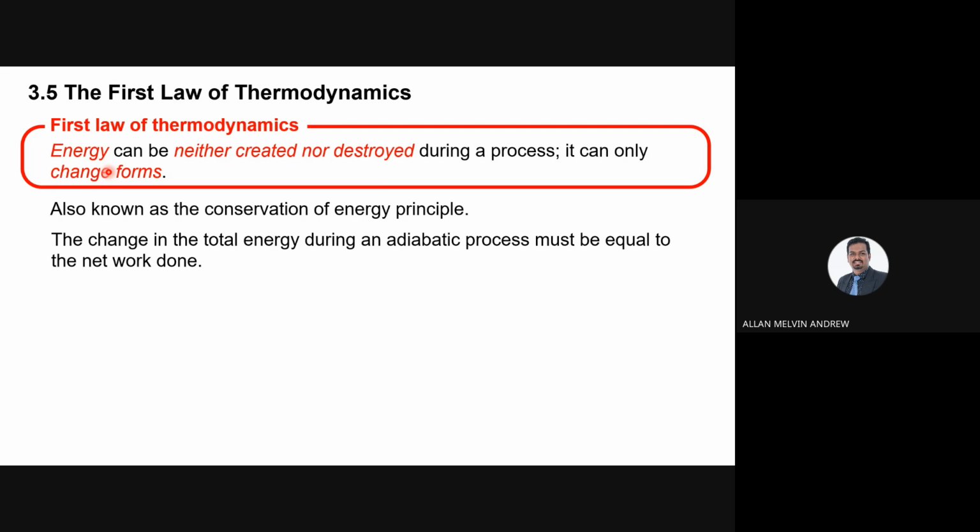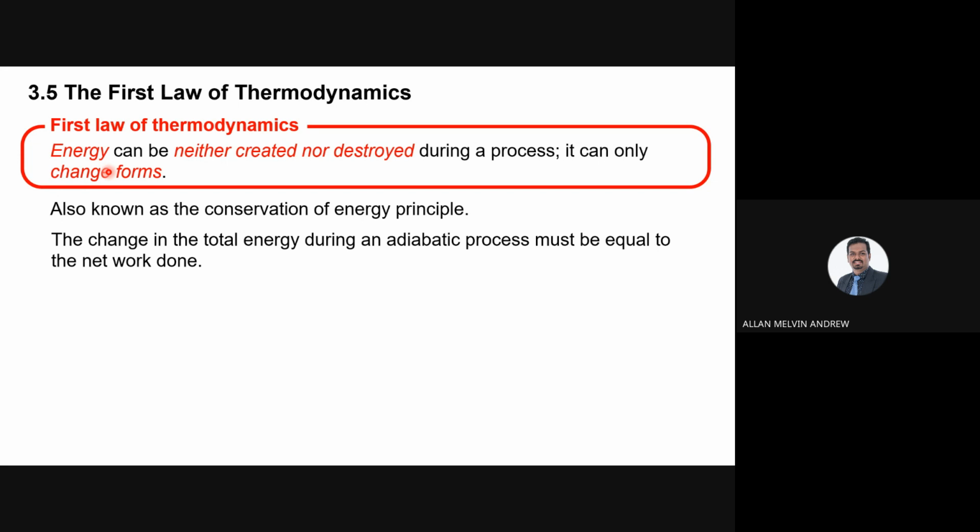So it only can change form. We have seen before how the potential energy of the rock on the cliff will be maximum, 10, and the kinetic energy will be 0.